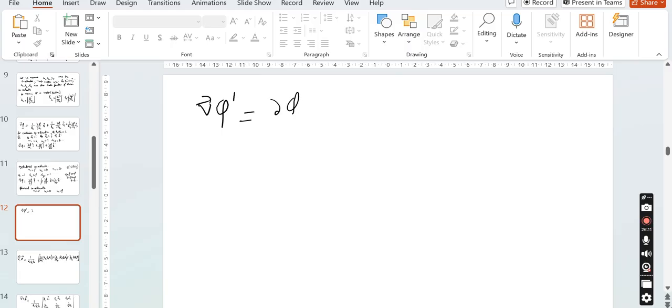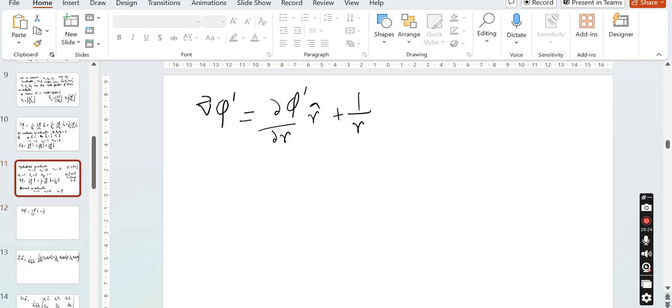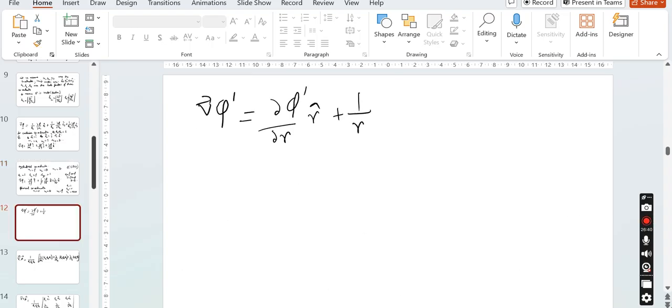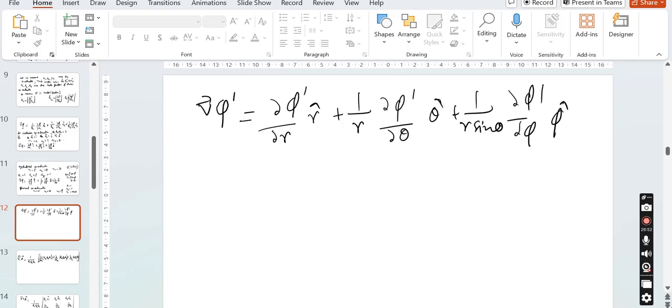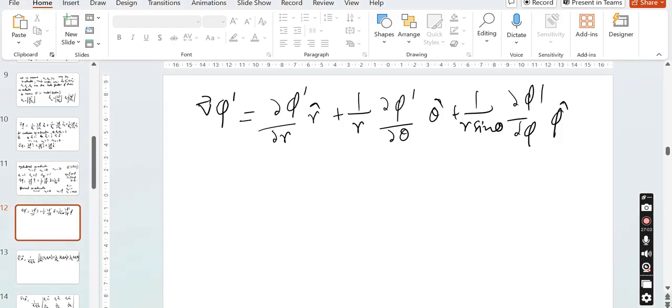So for that it will be del phi dash del r r cap plus 1 by r del phi dash del theta theta cap plus 1 by r sine theta del phi dash del phi phi cap. Let me tell you what the h's are: h1 is 1, h2 is r, h3 is r sine theta. There are many other different coordinates, and for those you will get the respective h1, h2 and h3, and when you use them you will get the result.